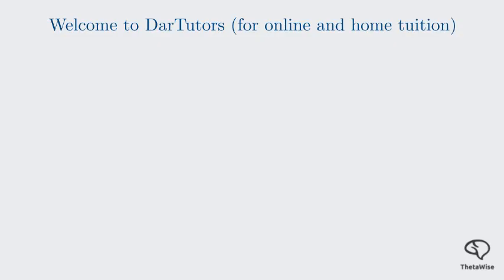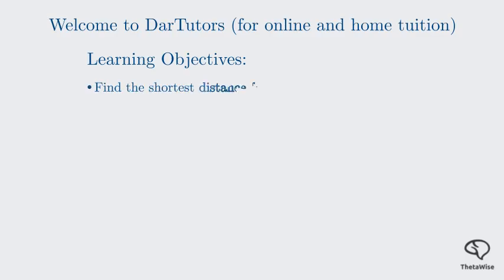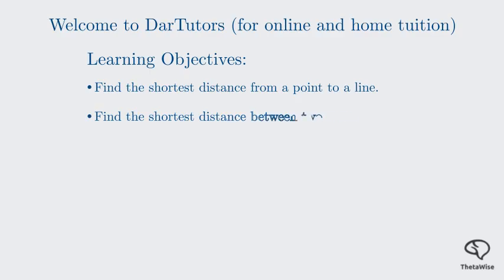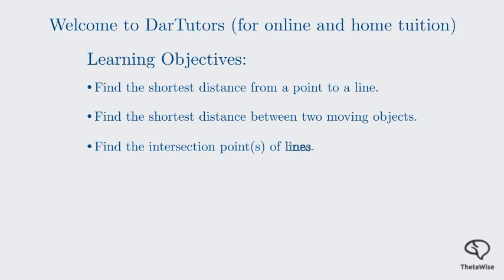In this video, you will learn to solve three types of problems involving lines and points. First, how to find the shortest distance from a point to a line. Second, how to find the shortest distance between two moving objects. And third, how to find the intersection of lines, whether in 2 or 3 dimensions. By the end of this session, you'll be equipped with the techniques to tackle these common vector problems.